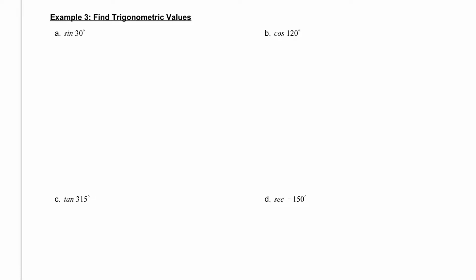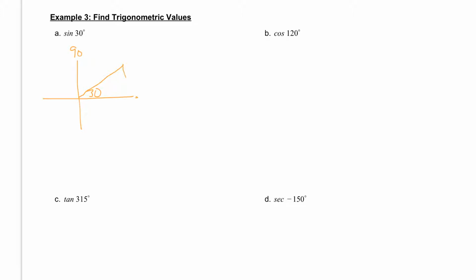In example 3, we're going to find some more trig values using that unit circle. So the first one we have is the sine of 30 degrees. The very first thing we want to do is figure out where 30 degrees is on our unit circle. If we graph it, 30 degrees is going to be in the first quadrant. Remember, it's going to be between 0 and 90.